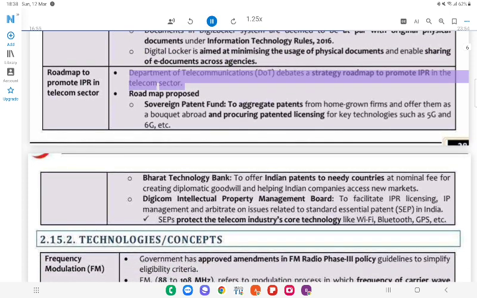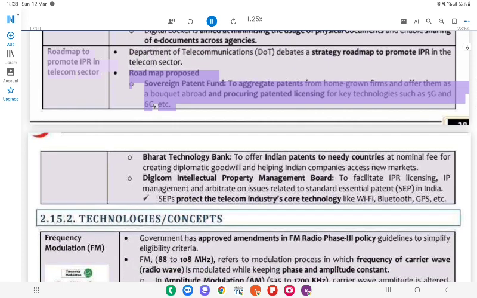Department of Telecommunications debates a strategy roadmap to promote IPR in the telecom sector. The roadmap proposed a sovereign patent fund to aggregate patents from homegrown firms and offer them as a bouquet abroad in procuring patent licensing for key technologies such as 5G and 6G etc.